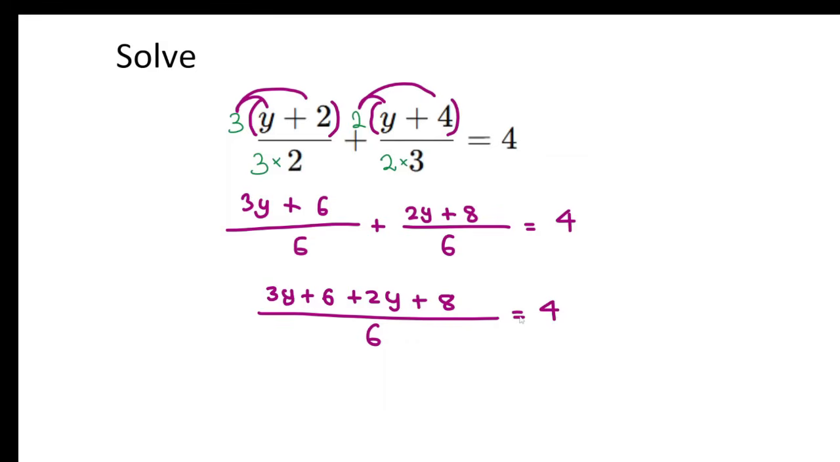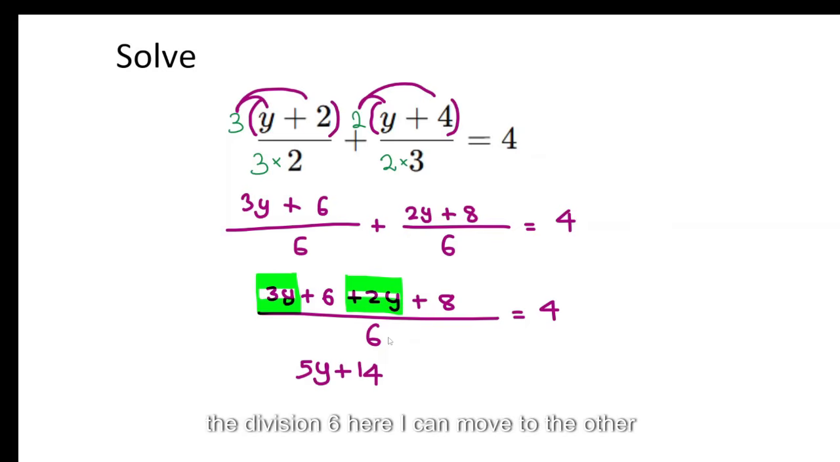Now 3y here and 2y here are like terms. So let's combine these two. 3y add 2y is obviously 5y. Then 6 add 8 is 14.